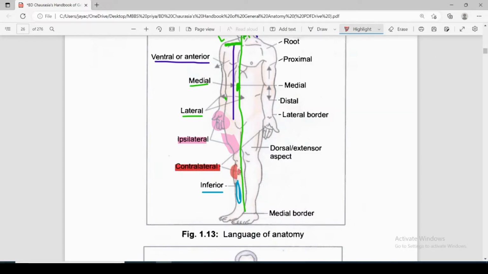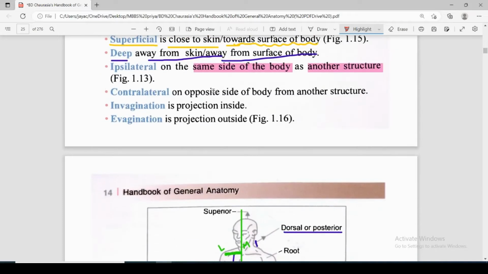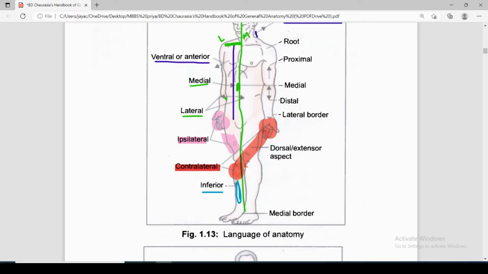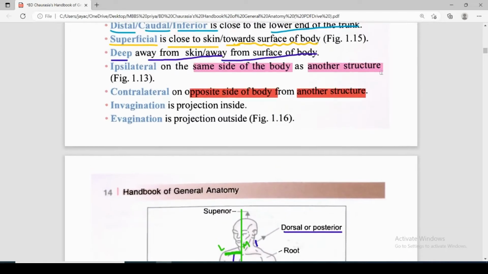Contralateral. Contralateral means right leg, left hand. So this we call contralateral. So if it is on the same side, we call it ipsilateral, and different, that is the opposite side of the body from another structure, is contralateral. The other structure is here the hand, and here the leg. So not the same hand, hand and leg. Here hand and leg. Okay, that is the structure here. So that is contralateral.